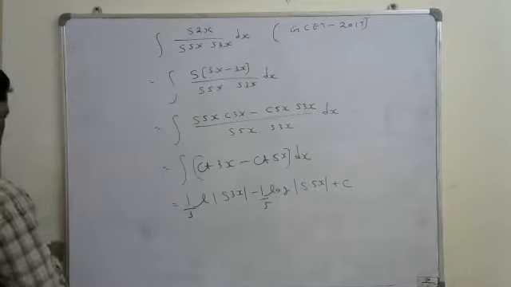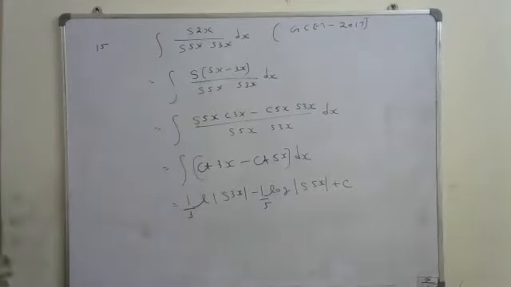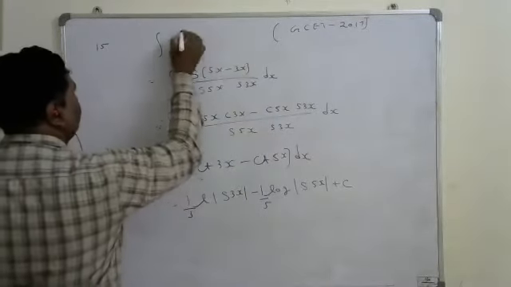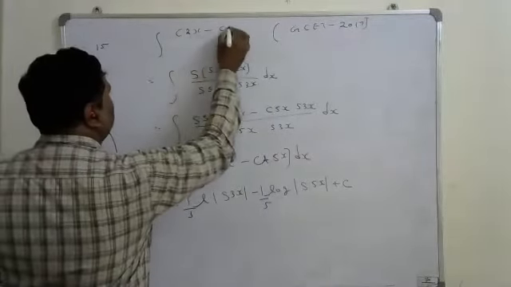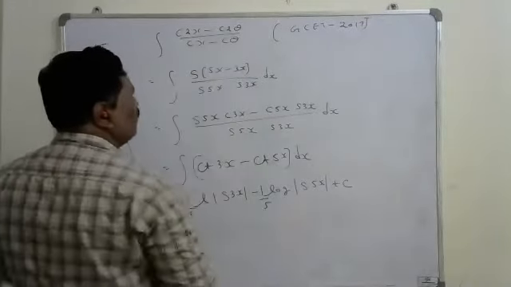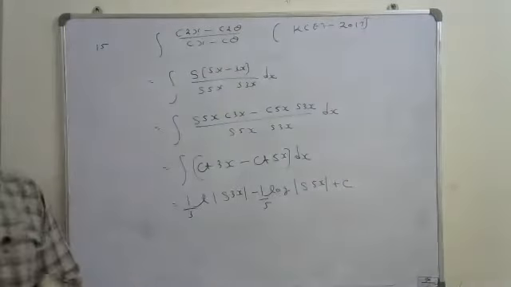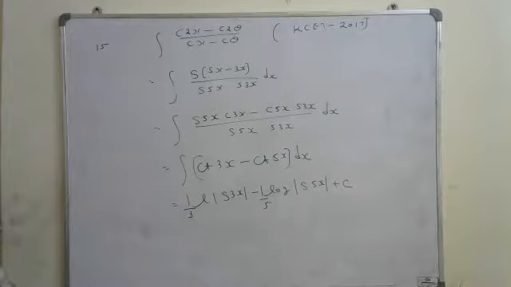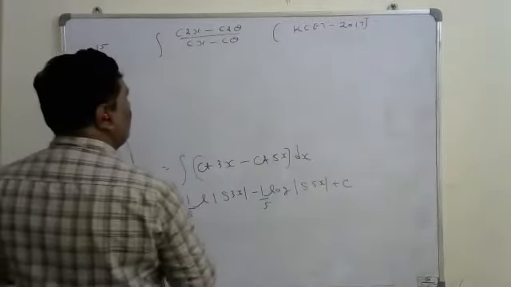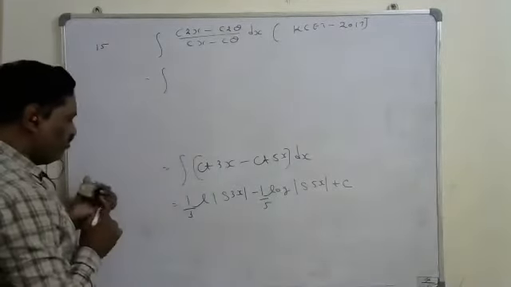Okay, next look at the next problem. 15th problem. Just observe that it is the integral of cos 2x minus cos 2 theta upon cos x minus cos theta, which was given in the KSET Karnataka Common Entrance Test 2017, d theta, sorry, dx. Now tell me, how do you evaluate this? How can you evaluate this?